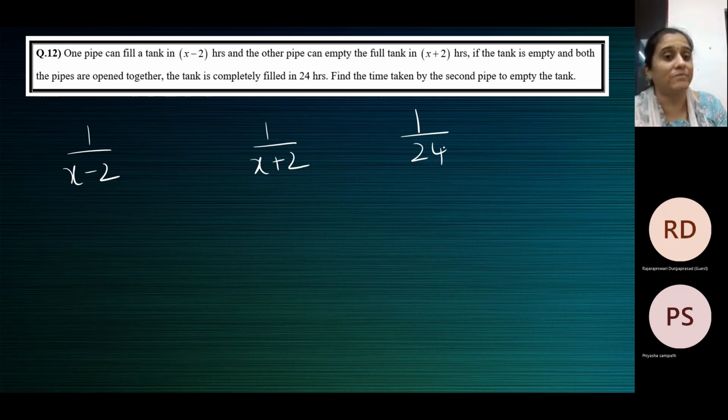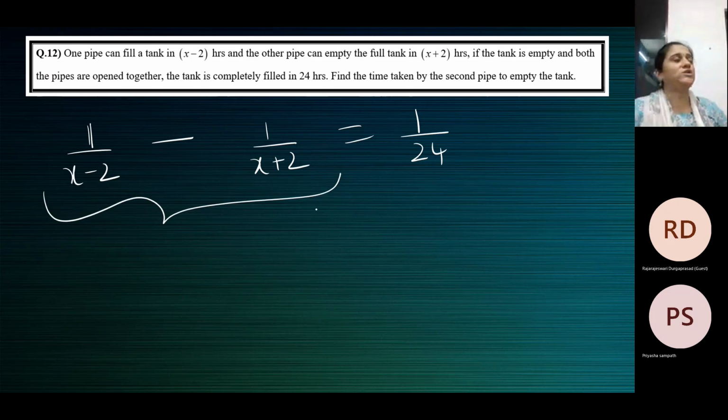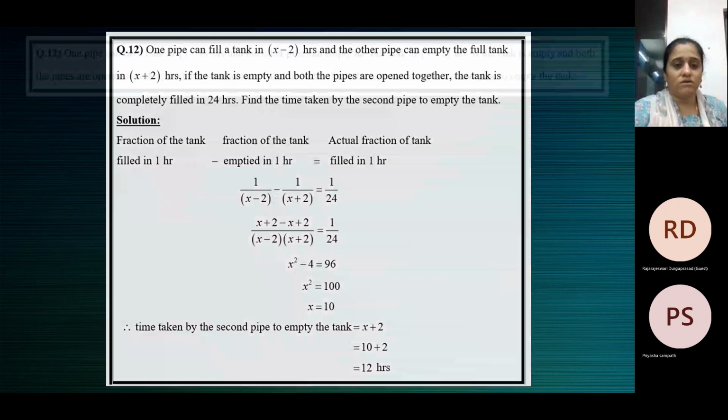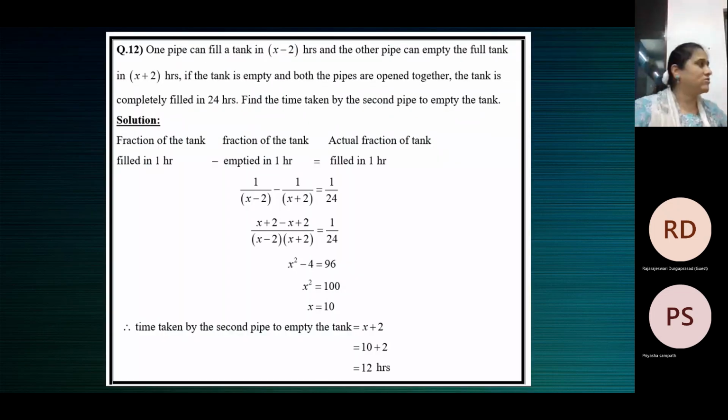This is the fraction of the work done by both the pipes, because when they work together, they need 24 hours to fill the tank. That means in 1 hour, 1 by 24 of the tank is filled. So now we are putting it together: this one minus this one is equal to 1 by 24. When they work together, this is the fraction of the tank filled, which is equal to 1 by 24. We'll have to solve this equation and find the value of X. You can just work it from this one.